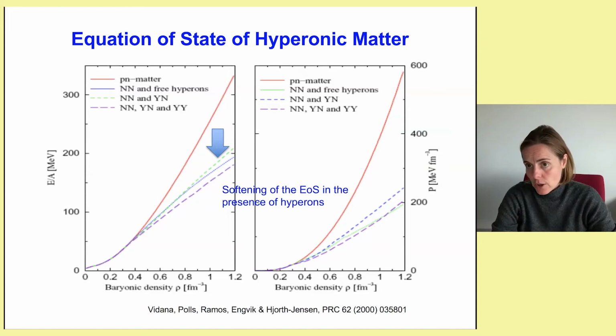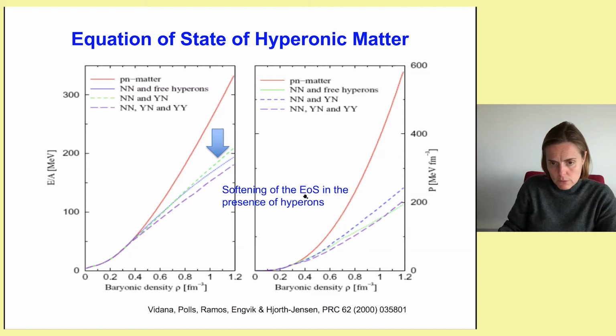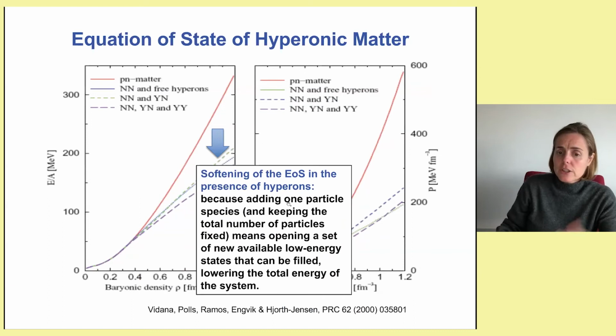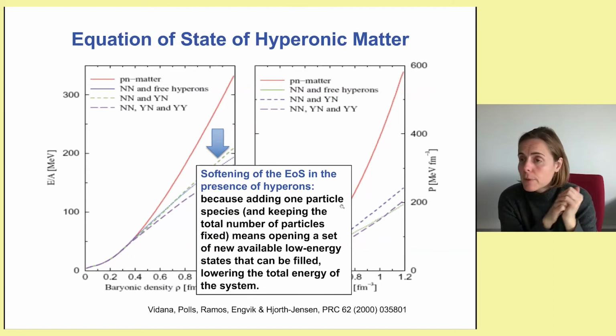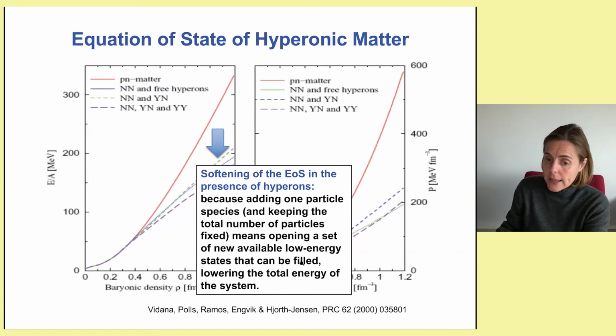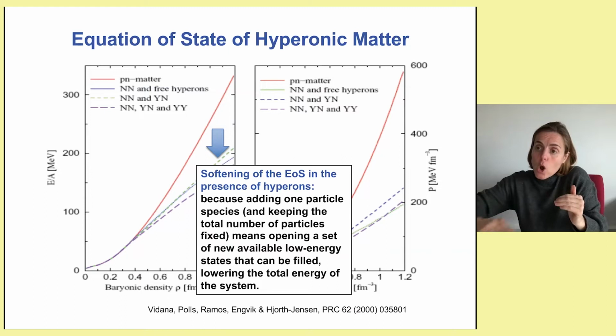So in a few words, what I wrote here, I went too fast. The softening is due to the fact that adding one particle species and keeping the total number of particles fixed means opening a set of new available low energy states that can be filled. So you're still filling up some new Fermi levels, in the lower ones.